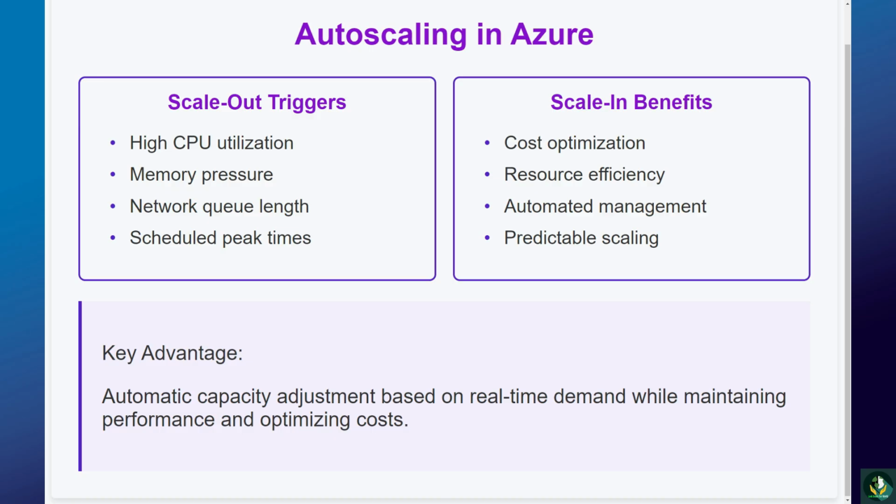Here's how scale-out works in practice. Monitoring systems detect increased load. Autoscale rules evaluate the situation. New instances are automatically provisioned. Load balancer incorporates new instances. Application capacity increases smoothly.